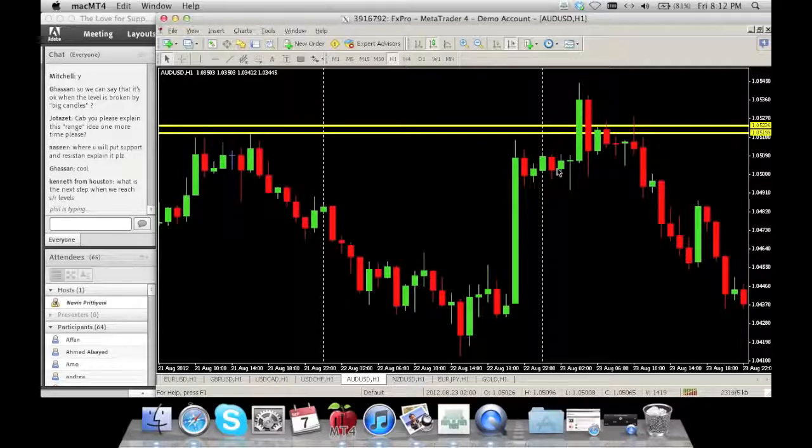Okay, Jotazet, can you please explain this range idea one more time, please? Okay, yes, I will. Nasir, where you will put support and resistance, explain it, please. Okay. Kenneth from Houston, what is the next step when we reach support resistance levels?